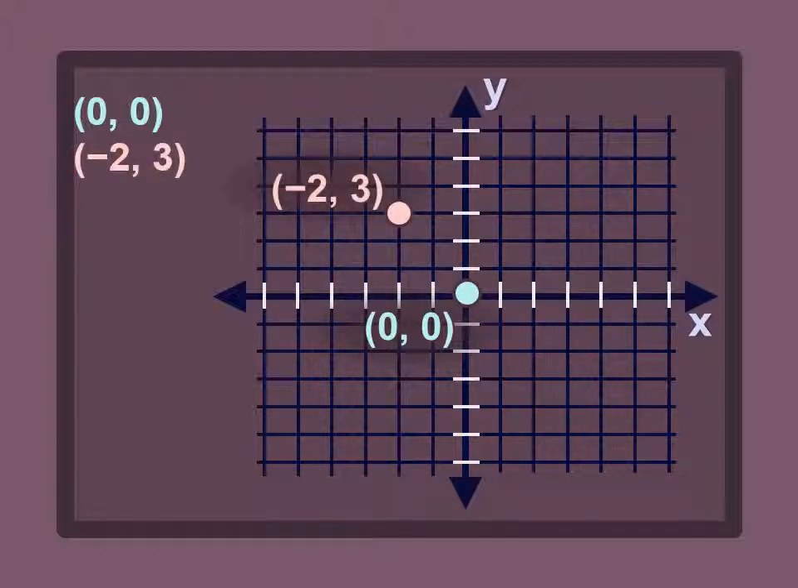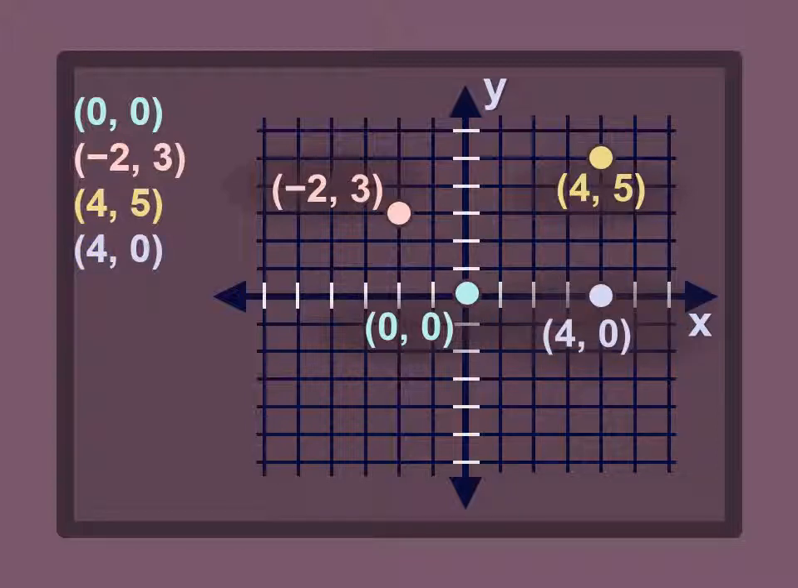Okay, the next one is -2, 3. So -2 is the horizontal distance. So 1, 2 backwards because it's negative, and then 3 up. 1, 2, 3, and there's your point -2, 3. And our next point is 4, 5. So 4 is the horizontal. 1, 2, 3, 4. 5 is the y coordinate, which is vertical. 1, 2, 3, 4, 5. And there's your point 4, 5.